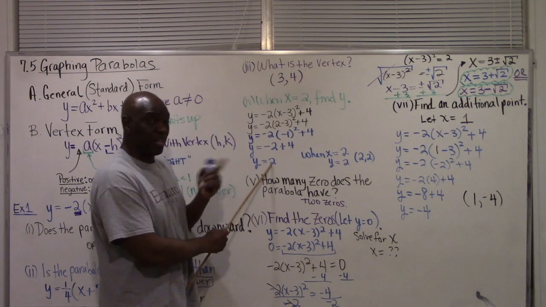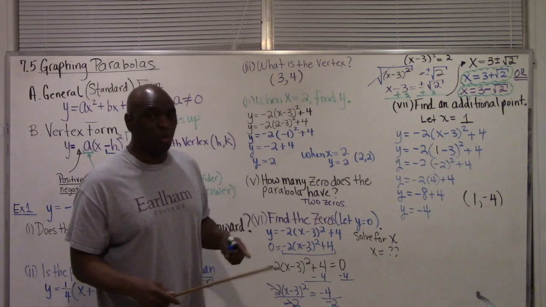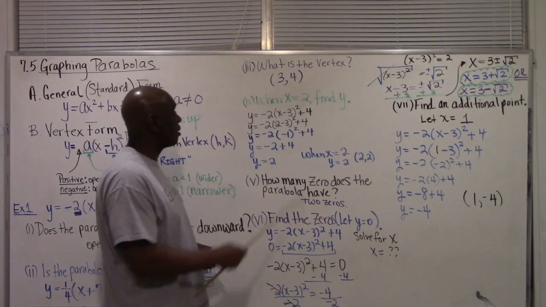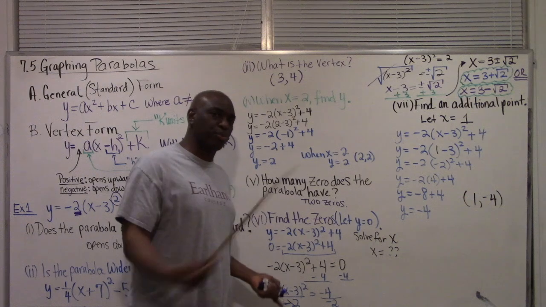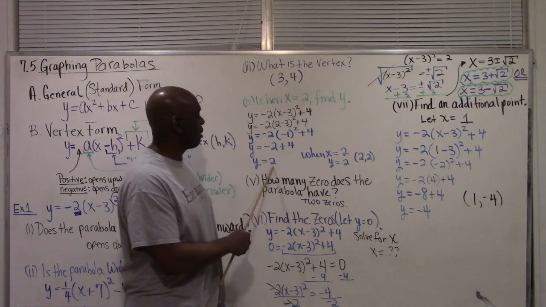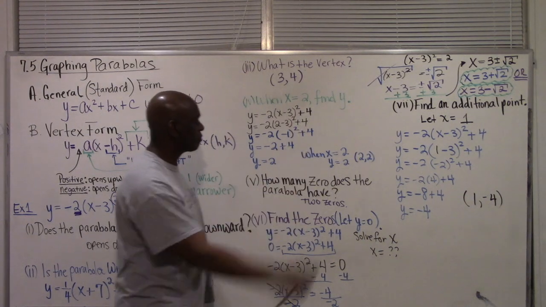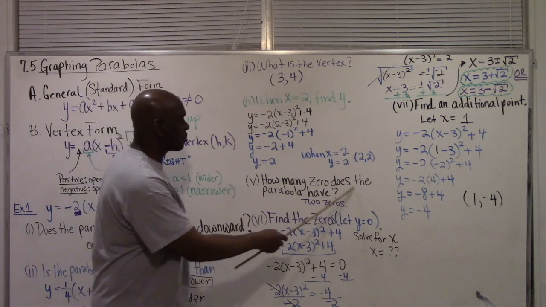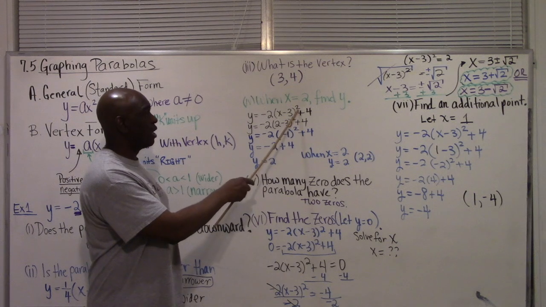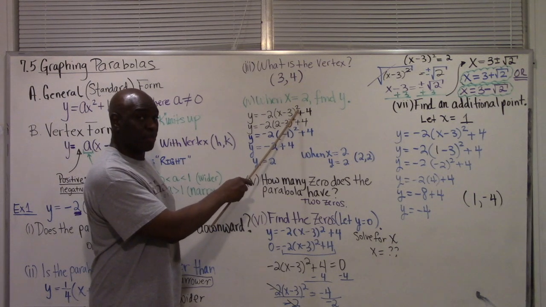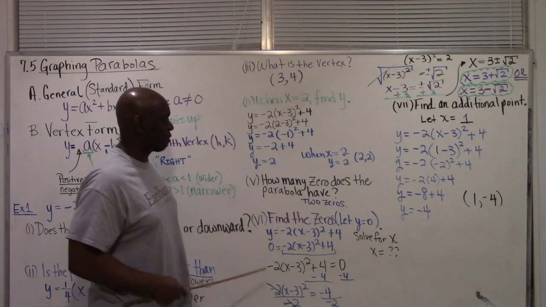Alright, so once you evaluate it, well, not solve it, you're doing more evaluating. When x is 2, evaluate the parabola at x equals 2, and you get y equals 2 also. So we have 2, 2. How many zeros does the parabola have? Look at the power. The power is 2. It's a quadratic. Power 2, it has 2 zeros.